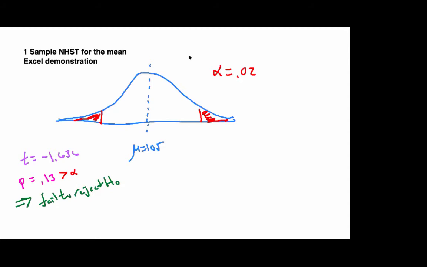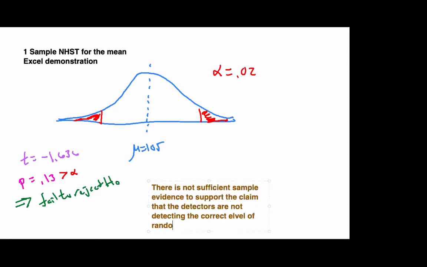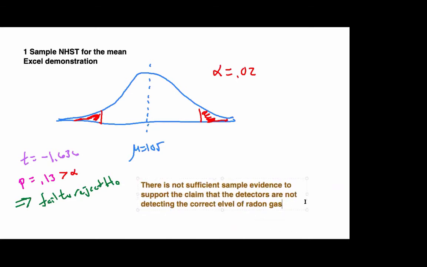If we fail to reject, then there's not sufficient sample evidence. Okay, so that would be our conclusion. And I believe that's a fair statement of reading it. So in other words, our average was not 105. The average of our sample was actually 100.55 or 101.